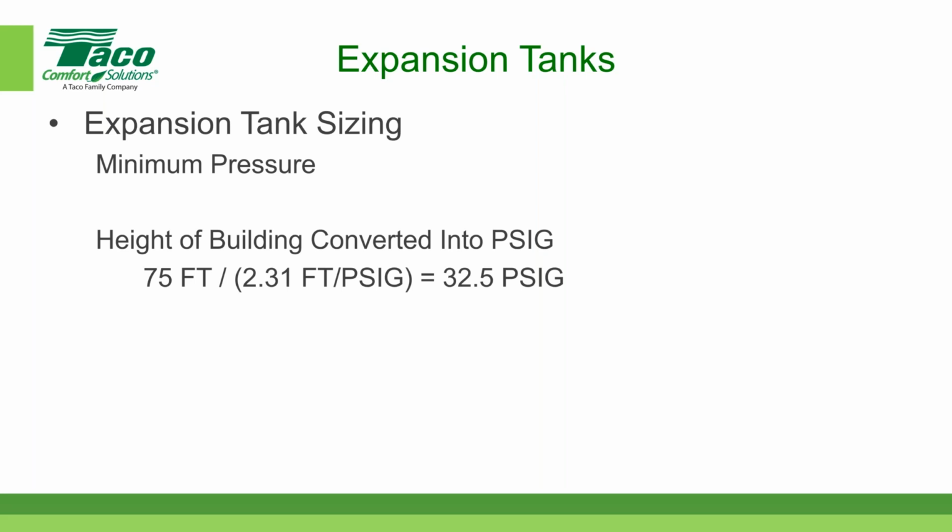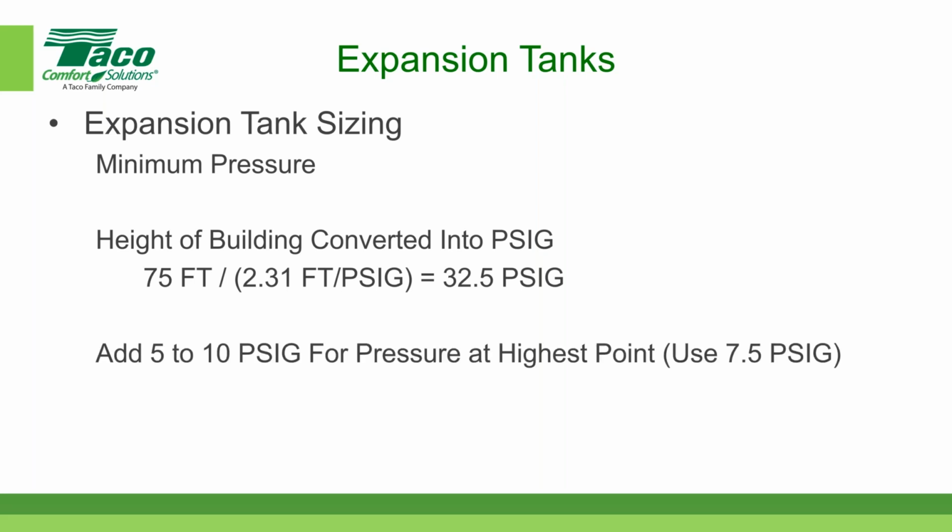Well, most people will say that they want somewhere between 5 to 10 pounds of pressure at the top of the highest point of the building. In this case, we're talking specifically the highest point of the piping system. So most people will pick 5 to 10 pounds. Well, why do you want somewhere between 5 to 10 pounds? Well, for two major reasons.